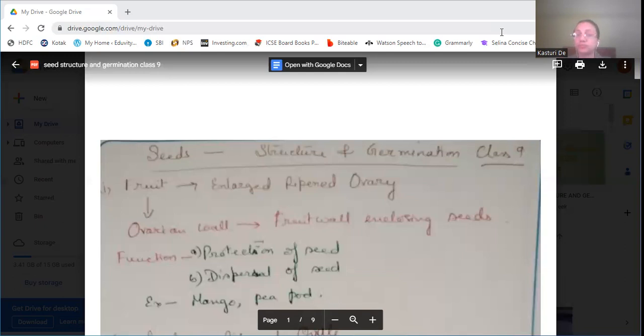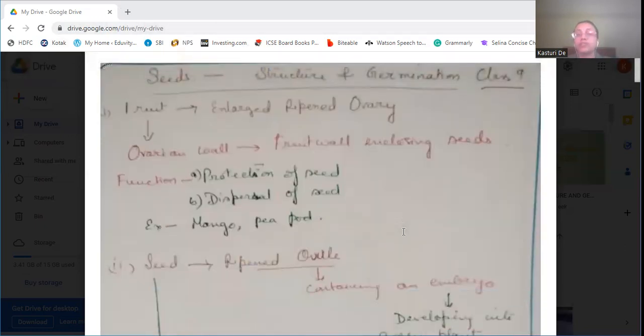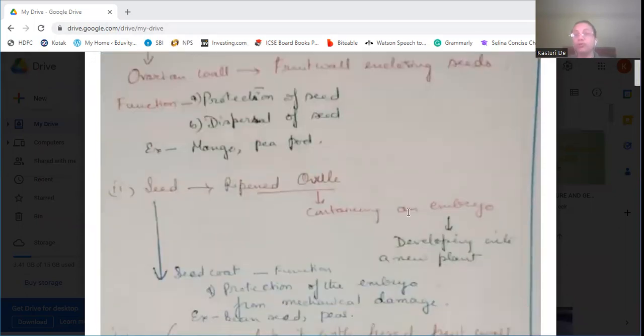Now what is the function of the fruit? The function of the fruit is it protects the seed and it helps in the dispersal of the seed, so that germination can take place and a new plant can be grown. For example, mango, pea pod, these all are fruits. Now we come to seed: the ripened ovule, the ovule which is inside the ovary, becomes the seed. The ripened ovule contains the embryo, which grows into a new plant.